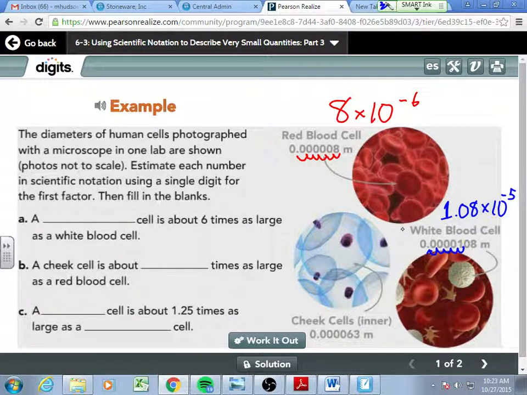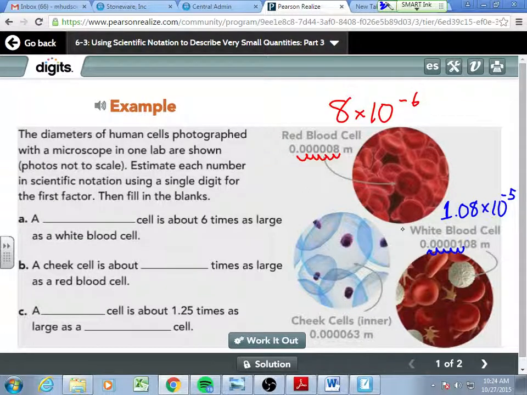When you say it's closer to 0, it's hard to understand. So when your power is closer to 0, your number is bigger. Even though 8 compared to 1, obviously my 8 is bigger, because that goes 10 to the negative 6, and my white blood cell has 10 to the negative 5th, 10 to the negative 5th is going to be bigger. So a red blood cell is about blank times as large as the white cell.